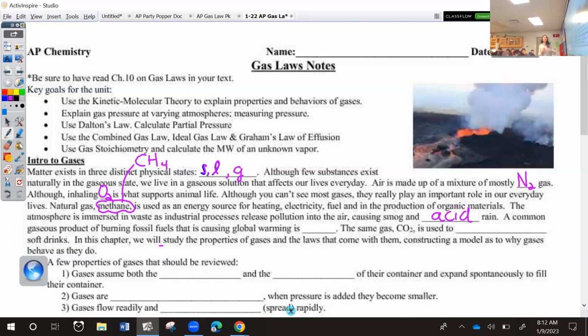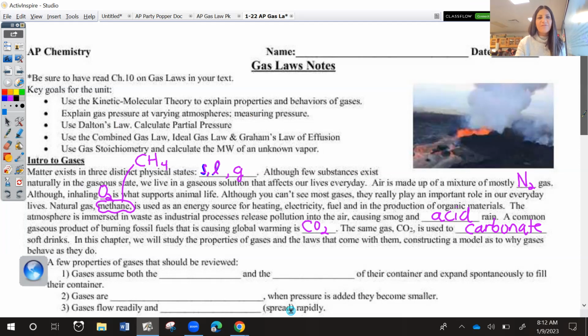A common gaseous product of burning fossil fuels that's causing global warming is CO2. The same gas, CO2, is used to carbonate soft drinks. Very good. So we say that CO3 is called carbonate, right? Just with one more oxygen. So they use carbon dioxide to carbonate. In this chapter, we're going to study the properties of gases and the laws, and then why they behave the way that they do.